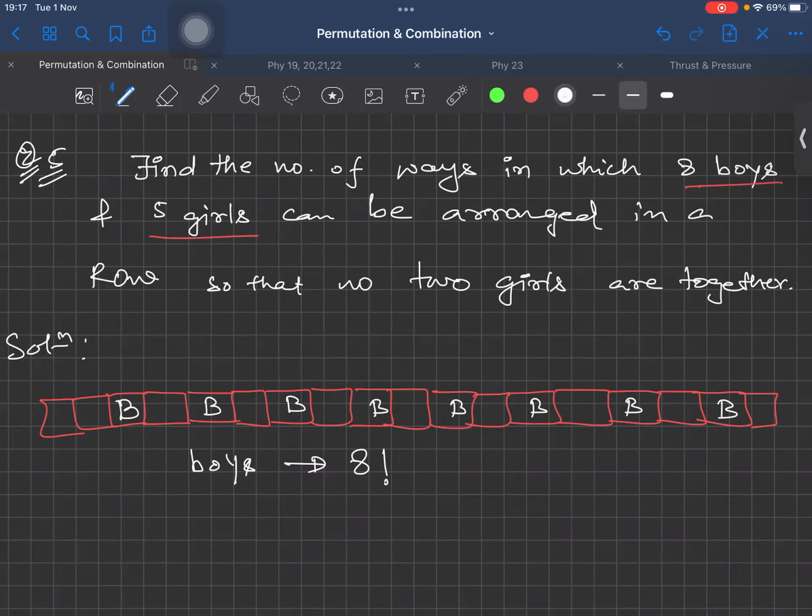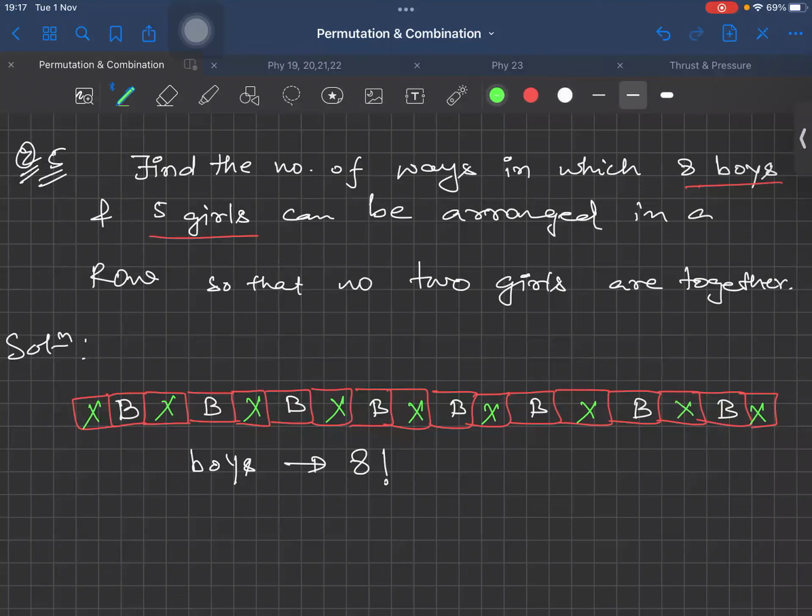Yes, sir. There are 9 places. Let's say these are the places: 1, 2, 3, 4, 5, 6, 7, 8, and 9. So possibly the girls can sit in these places. There is no other possibility for a girl to sit, because if you move 2 boys together, then 2 girls will be together, right? So that is not how we can arrange it. So here it will be a boy, and these are just possibilities.